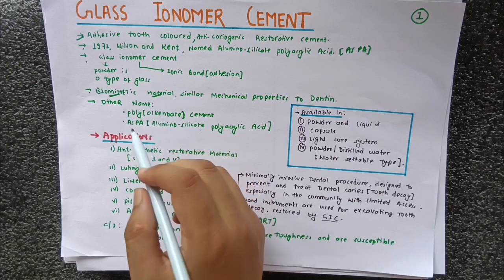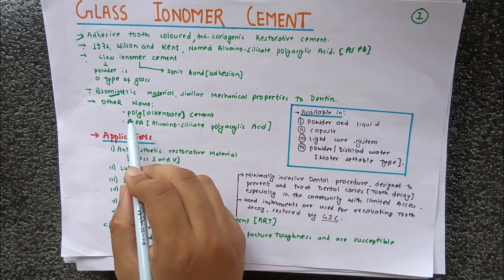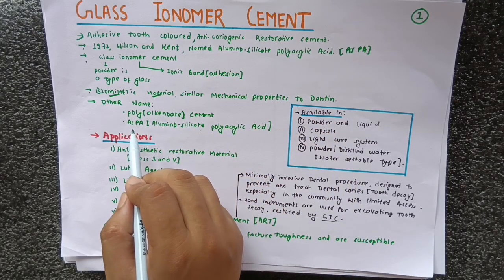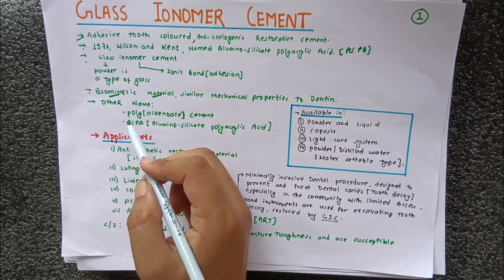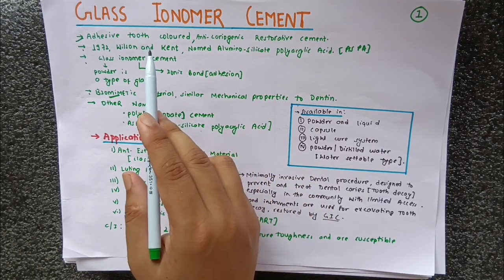The other names, or synonyms, of the glass ionomer cement are polyalkenoate cement and ASPA, that is, aluminosilicate polyacrylic acid. These two are the synonyms of the glass ionomer cement.